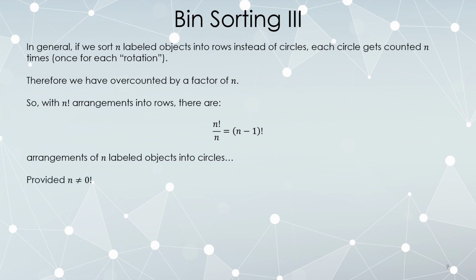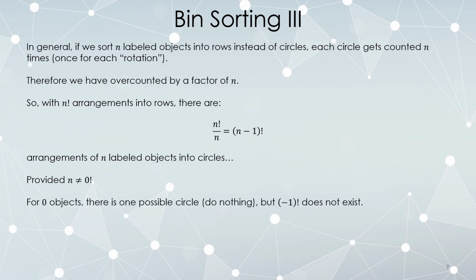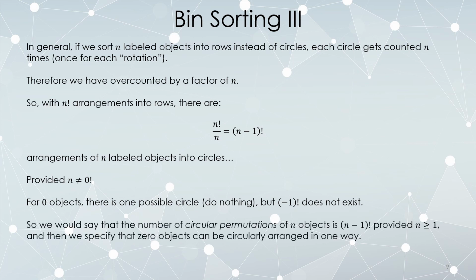As long as you didn't start with 0 objects. If n was 0, this is 0 for emphasis, not 0 factorial. I recognize it can be a little confusing. So for 0 objects, there's still a single possible circle: just do nothing. But I can't talk about negative 1 factorial. We've already discussed that value simply doesn't exist. So we would say that the number of circular permutations, in other words, arrangements of such things into a circle, of n objects is n minus 1 factorial as long as you actually have objects, and then we simply manually declare that 0 objects can be circularly arranged in a single way, even though we're not going to call it 0 minus 1 factorial.